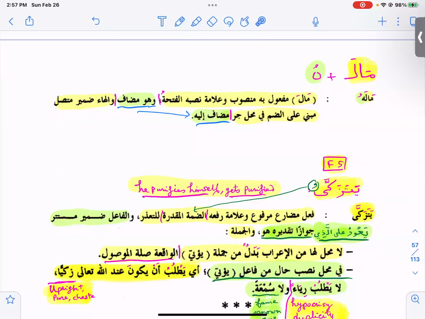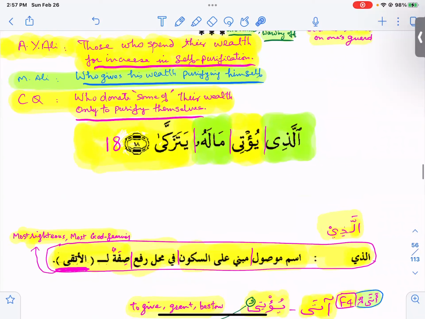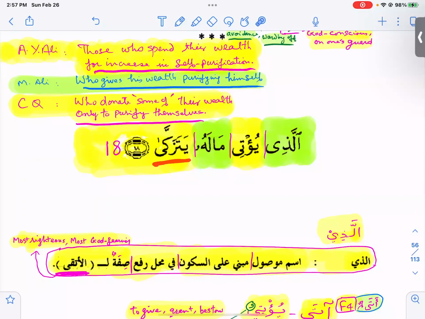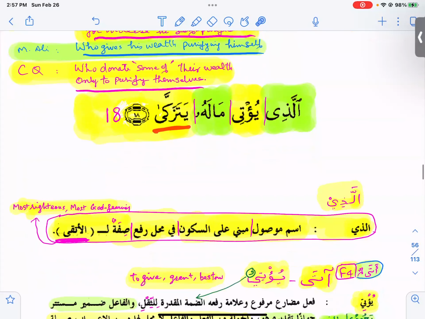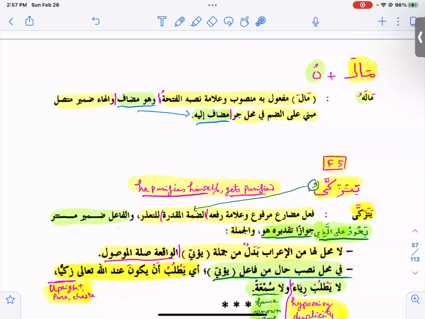Yatazakka. This is proper form five, mudari'. Yatazakka, fi'lun mudari'un marfu'un wa alamatu rafihi dammatul mukaddara. Yatazakka yu. See, I'm again mentioning it. Lita'azzuri, difficulty. Ta'azzuri means difficulty. Fa'il, damirun mustatirun, goes to allazi.